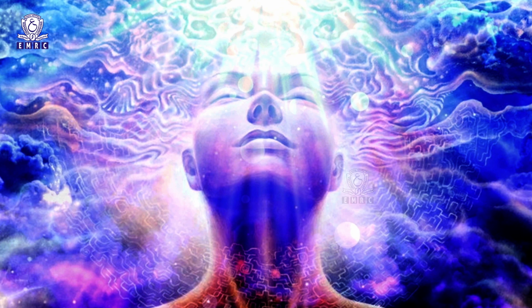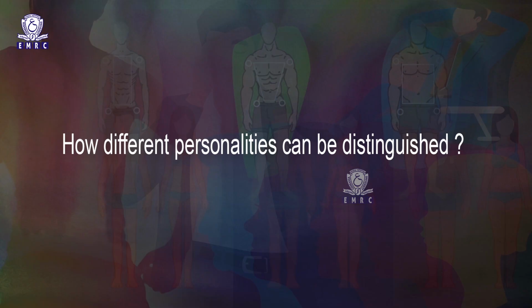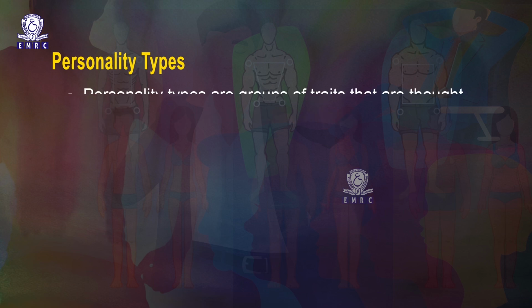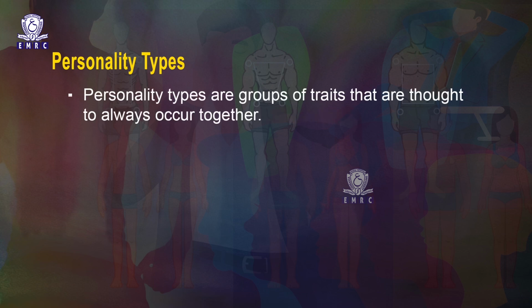We all know that every person has a distinct personality. But the question is how different personalities can be distinguished. Theorists have come up with two basic means of organizing personality, by trait or by type. Personality traits are broad categories that are enduring, stable and can be observed. Personality types are groups of traits that are thought to always occur together.